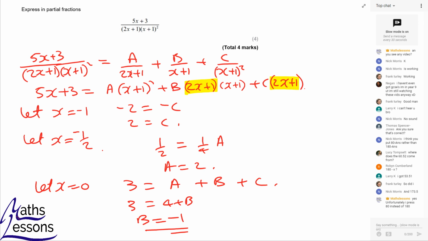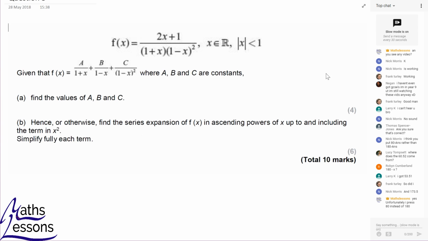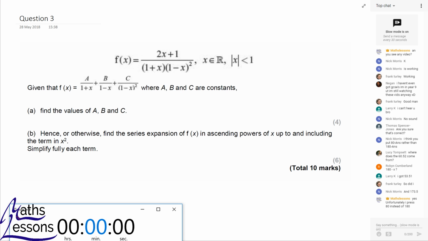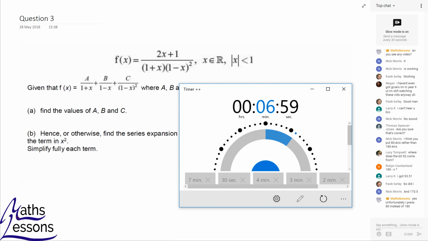Right, back here again. We've got question 3 now. And this is where we start to earn our money. We have to apply the partial fractions to a proper question. So this one's binomial theorem, so I hope your binomial theorem is up to it. It's a 10-mark question. I'm going to give you 7 minutes to have a battle with it and see how you get on, and then we'll go through it.